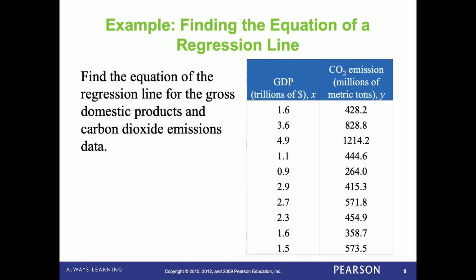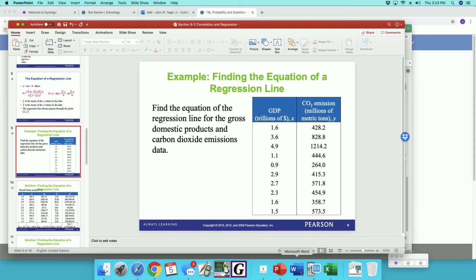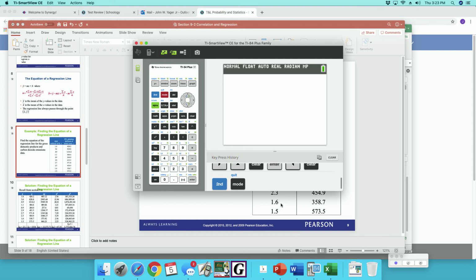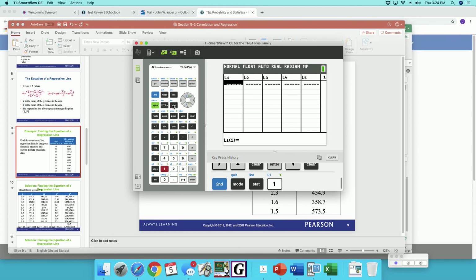So, finding the equation of regression line. I'm going to show you how to do this on a TI calculator. All right. So you have this data. For those of you who have a TI calculator, 83, 84, let's do it. First, you push stat. Then you push 1 for edit.